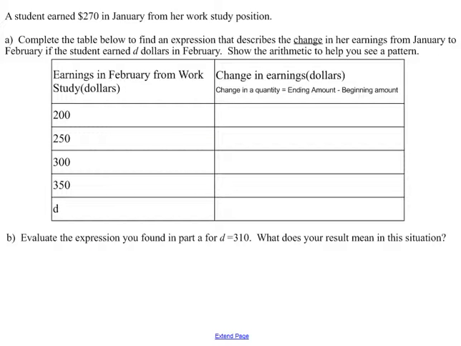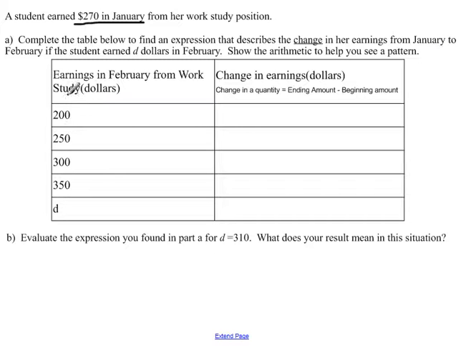A student earned $270 in January for her work-study position. Okay, so let's make a little note of this, $270 earned in January, then see where we go with this. Complete the table below to find an expression that describes the change in her earnings from January to February if the student earned $D in February. Show the arithmetic to help you see a pattern.